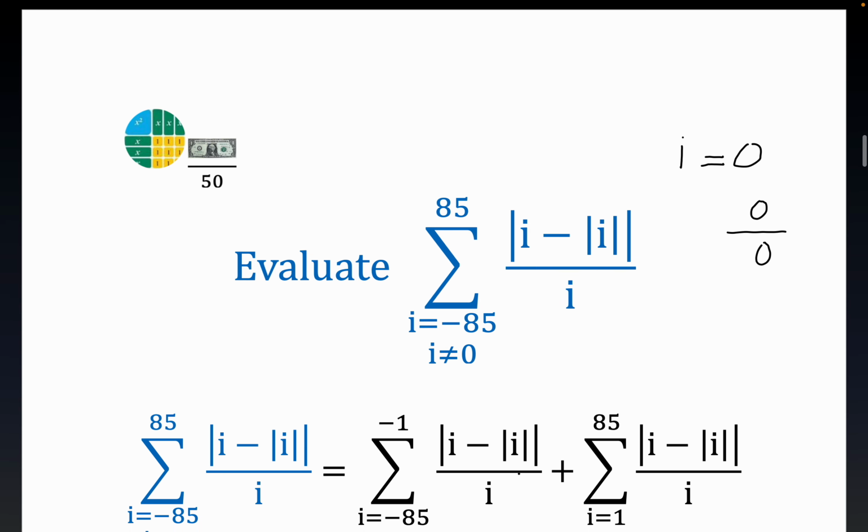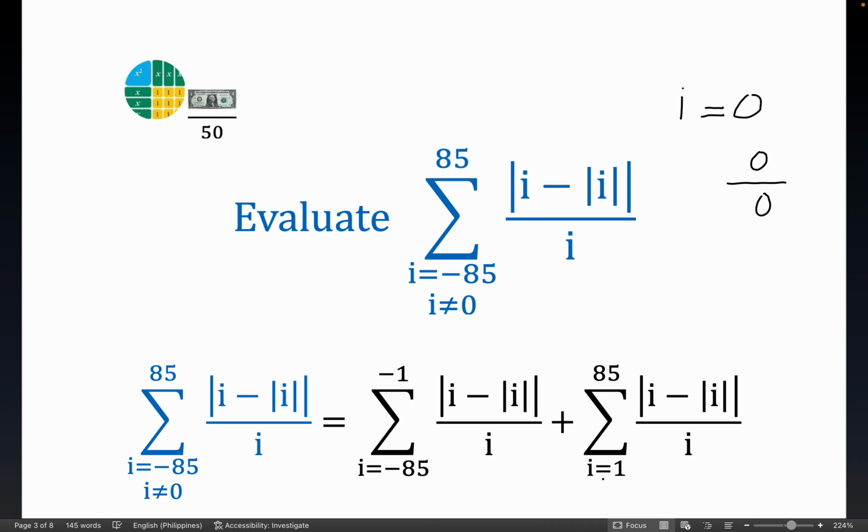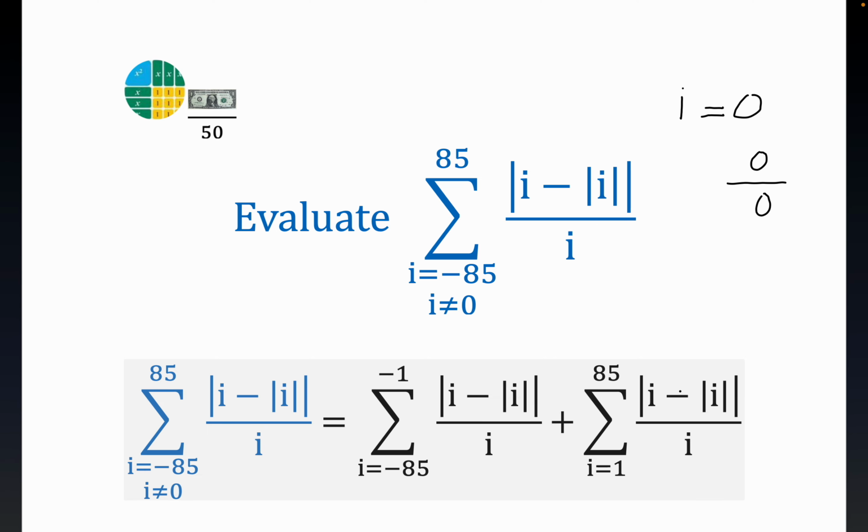So let's carry on. Now we can rewrite this excluding 0 in this fashion. We just split it into the negative indices and the positive indices. All right. Now one thing is crystal clear. As long as i is positive, you have i minus i is equal to 0. So this part's just equal to 0. That's trivial. This part here is slightly more challenging.